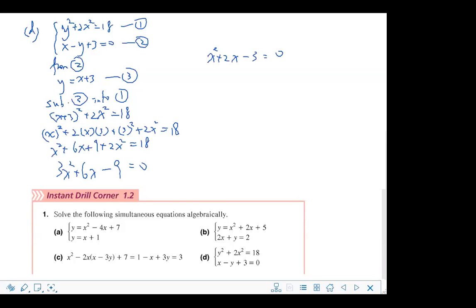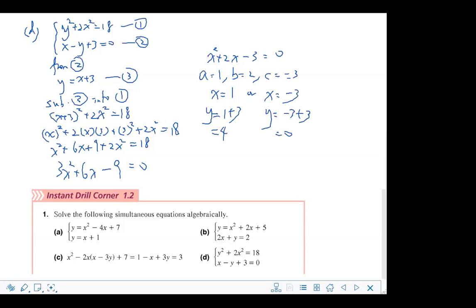Okay, and then this is a simple quadratic equation. So we can identify the values of A, B, and C. Okay, and you may use the calculator formula 1 to find that x should be equal to 1 or x should be equal to -3. Okay, when x is 1, y is calculated by x plus 3, that is 1 plus 3, that is 4. When x is -3, y is calculated by -3 plus 3, that is 0.